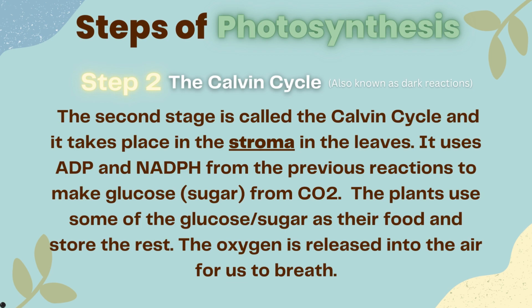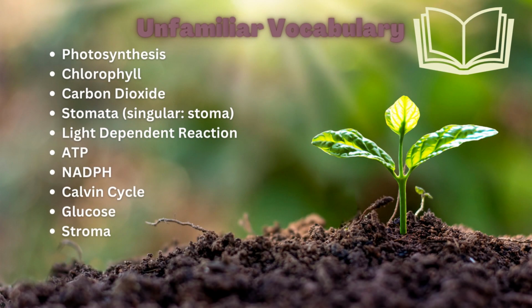named Melvin Calvin. Let's go over some of these new words that we've been hearing before reviewing what we've learned so far. Photosynthesis is the process in which green plants use sunlight to make their own food. Chlorophyll is the green pigment in plants that absorb the energy from the sun. Carbon dioxide is a colorless, odorless gas that humans and animals breathe out.